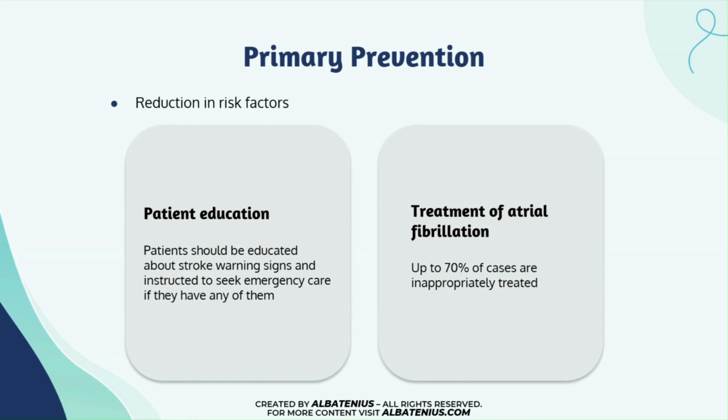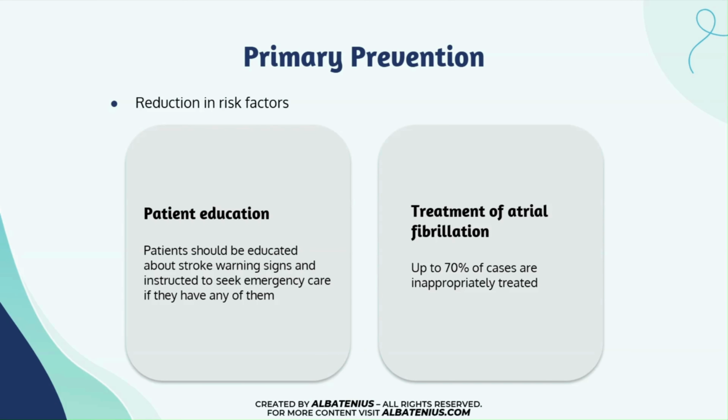In primary prevention, we will try to reduce all risk factors that are high in our patient in order to reduce the risk of stroke. For example, we can control blood pressure, control blood sugar, control obesity by weight loss, increase physical activity, and so on. We have to educate patients about the warning signs of stroke that we have mentioned previously, and instruct the patient how to seek emergency care.